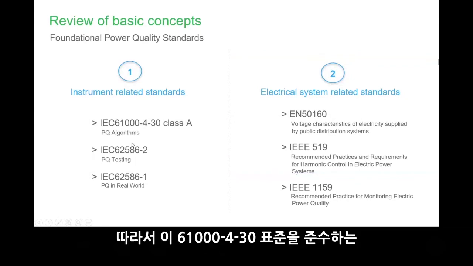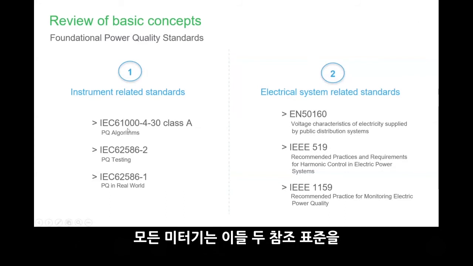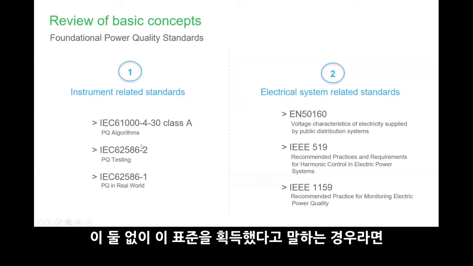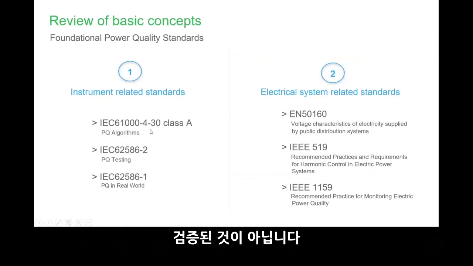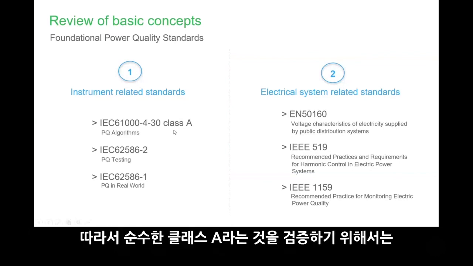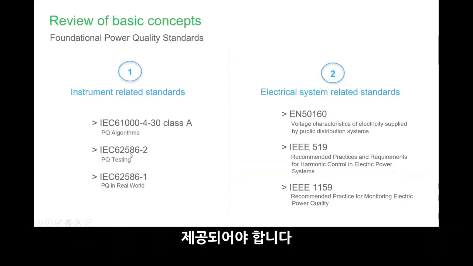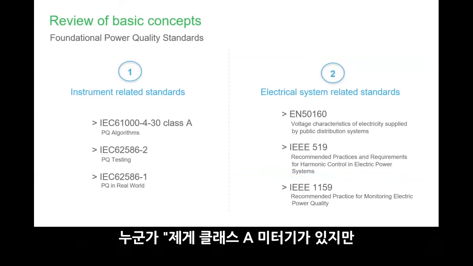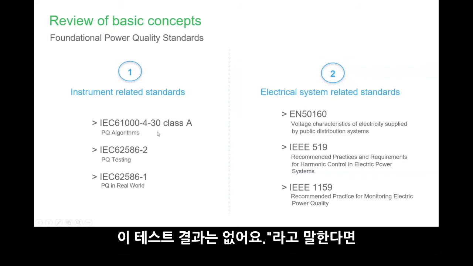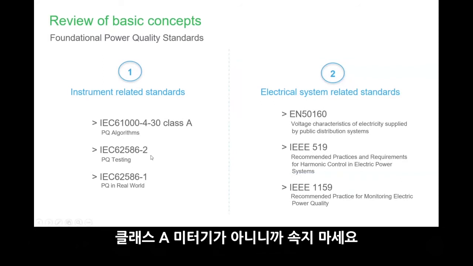Okay, so whenever you see any meters that claim to have this 61000-4-30, they must come together with these two reference standards. If they claim they only have this one without these two, that means they declare themselves. Nobody verified it. So in order to verify it's a pure class A, they must come with this declaration of the standard IEC 62586. Remember that this is very important. Do not be fooled by anybody saying, oh, I have a class A meter, but I don't have these testing results. Then it's not a class A meter.